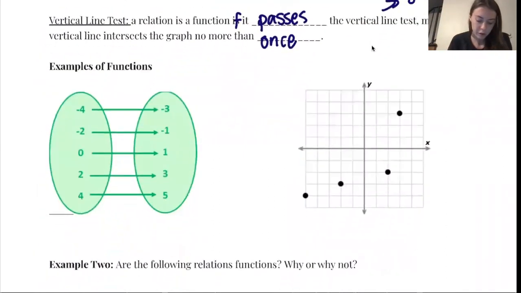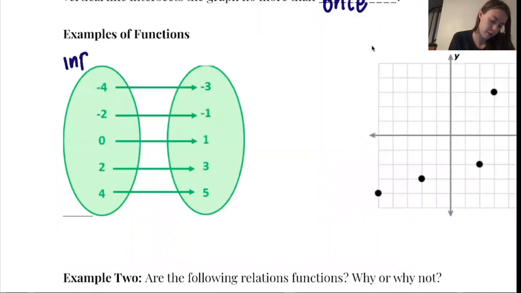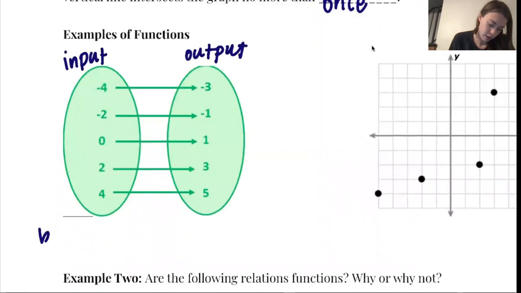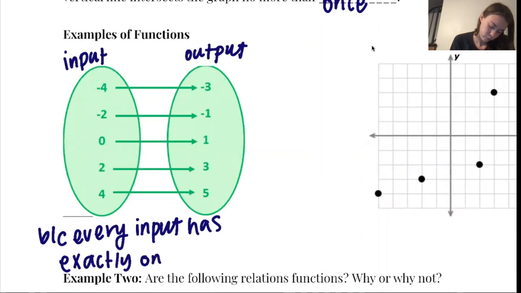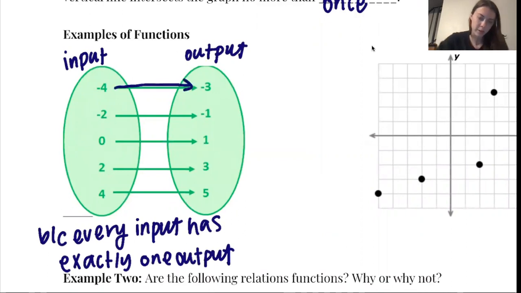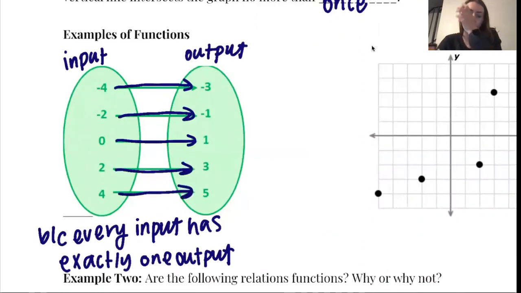So this very first mapping right here, remember these are inputs, and these are outputs. This is a function because every input has exactly one output. So if you notice, -4 only goes to -3. -2 only goes to -1. 0 only goes to 1, 2 only goes to 3, and 4 only goes to 5. So because every input, the inputs are the ones on the left, only has one output, this is considered a function.